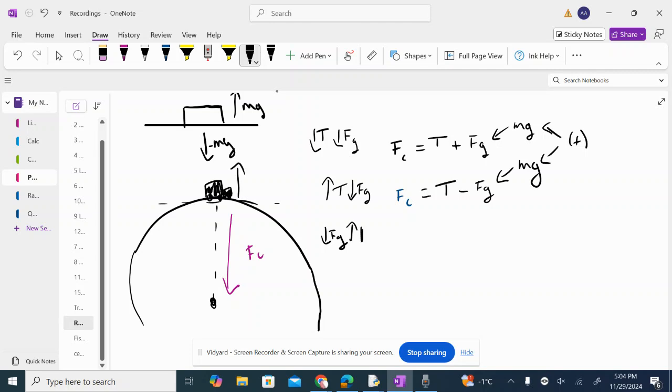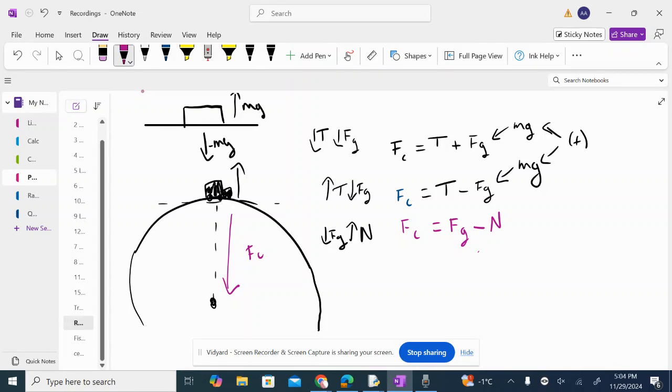So N. Our Fc is equal to positive force of gravity, because they're going in the same direction, and negative normal force. And you always set up your equations this exact same way.